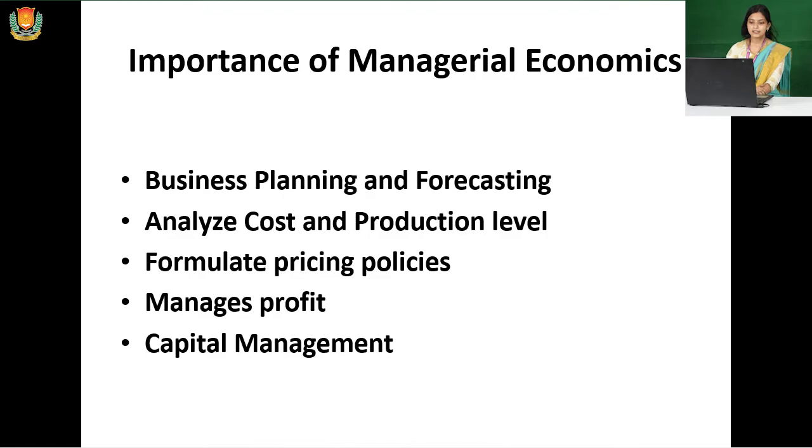Okay, analyze cost and production level. At what production level can the firm be cost effective? It means they can minimize their cost. So what is the production level? In this we are studying economies of scale and returns to scale. At what capacity can a firm produce the products so that the cost will be minimized?